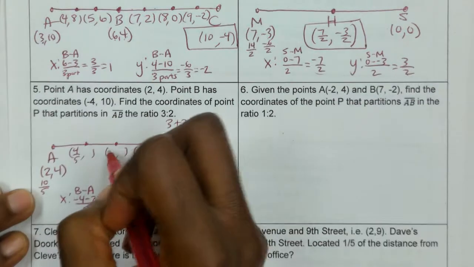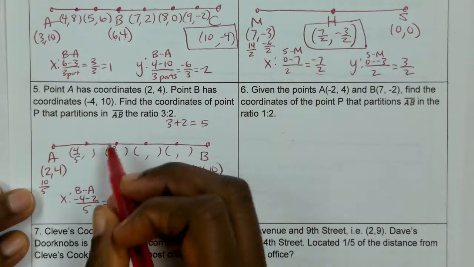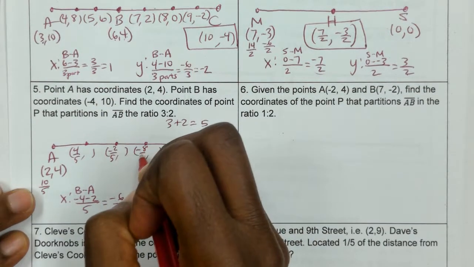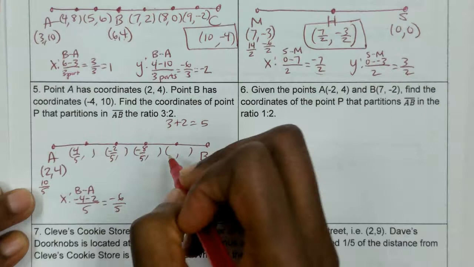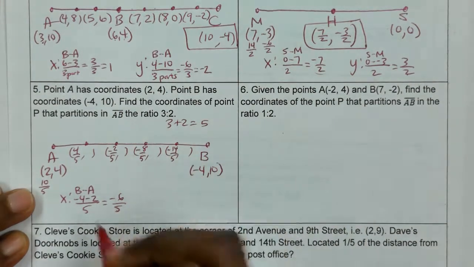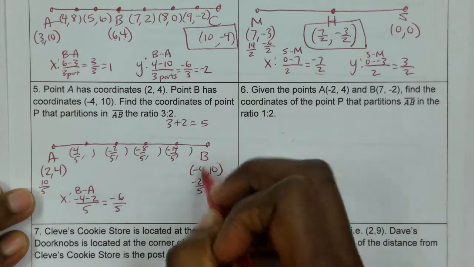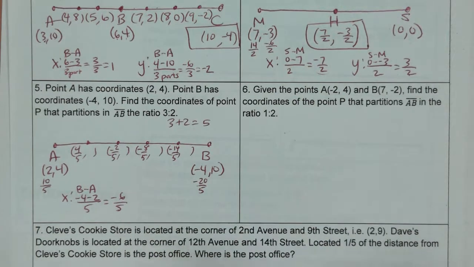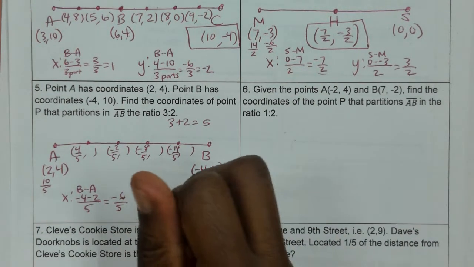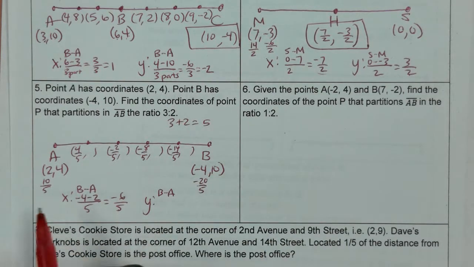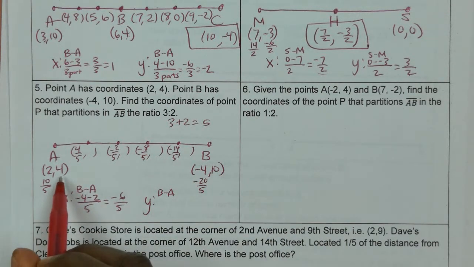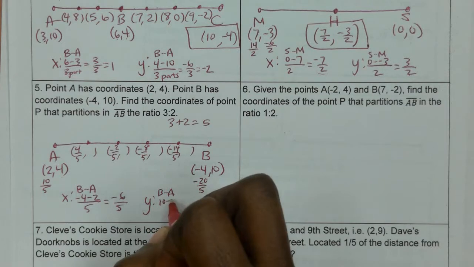4 minus 6 is -2 over 5. -2 minus 6, -8 over 5. -8 minus 6, -14 over 5. -14 minus 6, -20 over 5, which is equivalent to -4. That's correct. B minus A. So 10 minus 4 are my y coordinates.